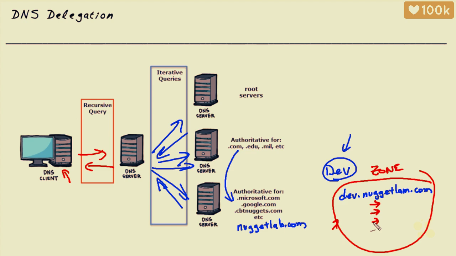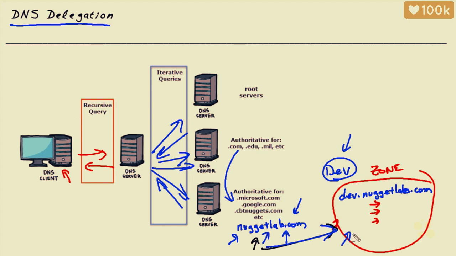But we also need to take an additional step and make sure that we tell the name server or servers in charge of nuggetlab.com who the name server is that's in charge of this subdomain of dev.nuggetlab.com. And the process of telling our DNS servers that are holding the copy of the nuggetlab.com zone that there is a subdomain, and pointing to the name server for that subdomain, is referred to as DNS delegation.